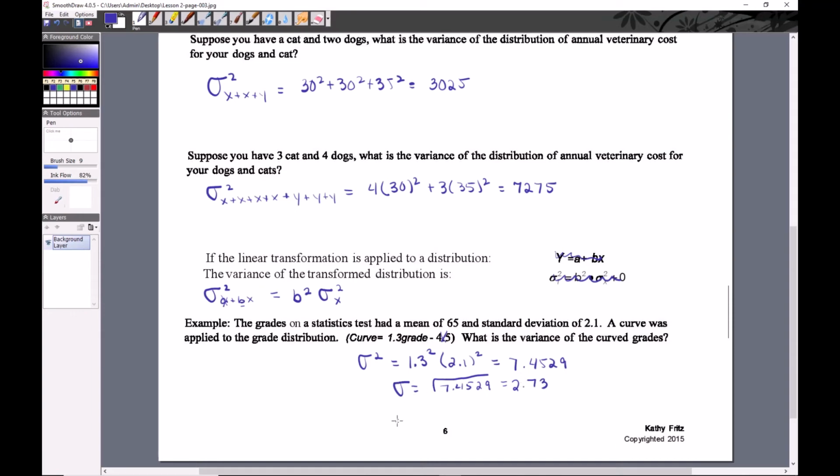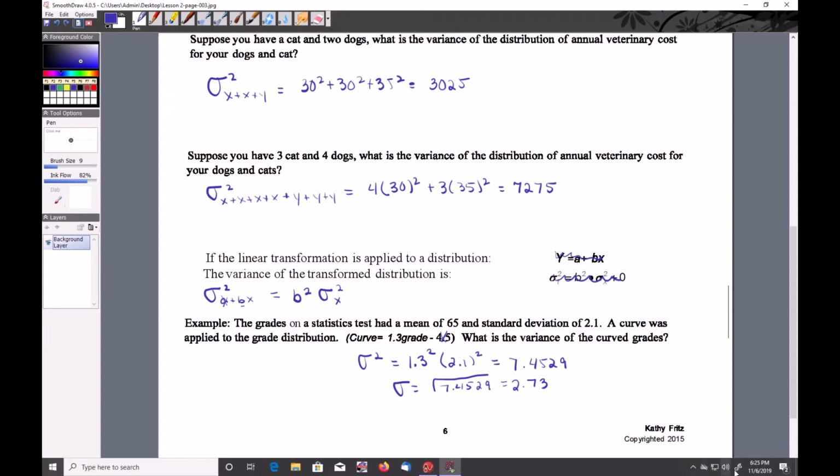Now you've got to memorize all these formulas, and you've got to be able to tell when you're combining multiple distributions, and that doesn't require the b squared. Or if you're doing a linear transformation on a single distribution, that does require the b squared. So hang on, we're still rolling forward.